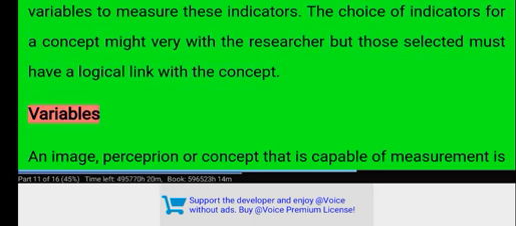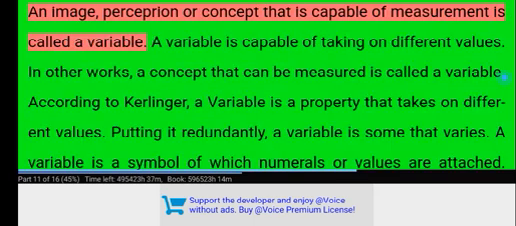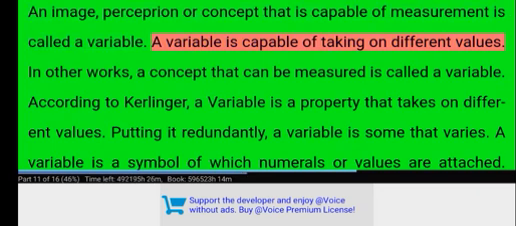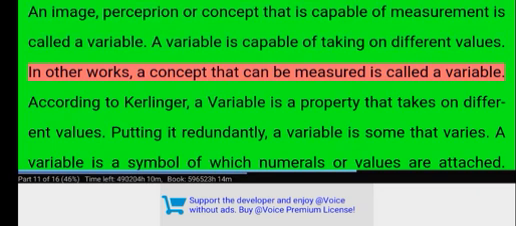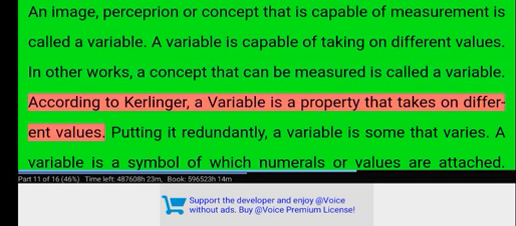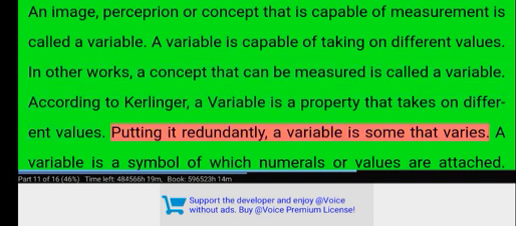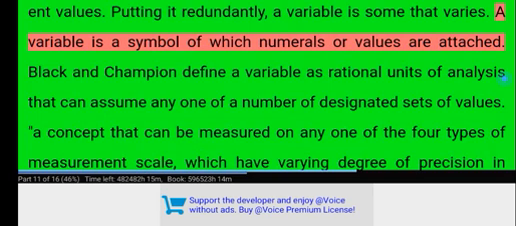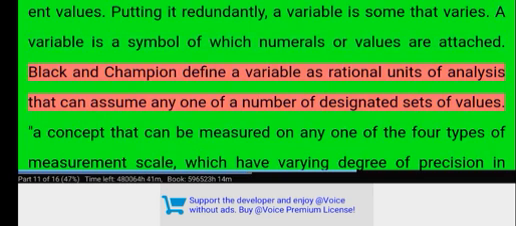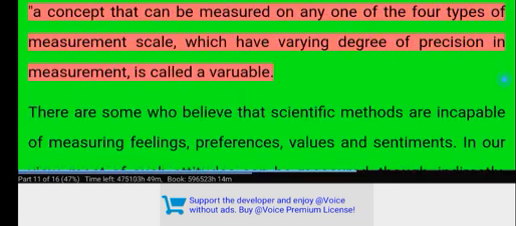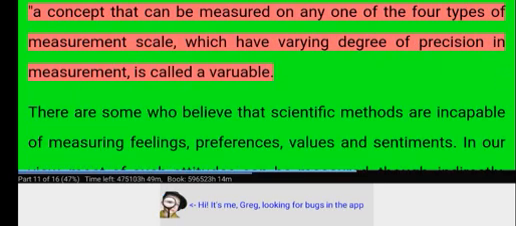Variables. An image, perception, or concept that is capable of measurement is called a variable. A variable is capable of taking on different values. In other words, a concept that can be measured is called a variable. According to Kerlinger, a variable is a property that takes on different values. Putting it redundantly, a variable is something that varies. A variable is a symbol to which numerals or values are attached. Black and Champion define a variable as rational units of analysis that can assume any one of a number of designated sets of values. A concept that can be measured on any one of the four types of measurement scale, which have varying degrees of precision in measurement, is called a variable.